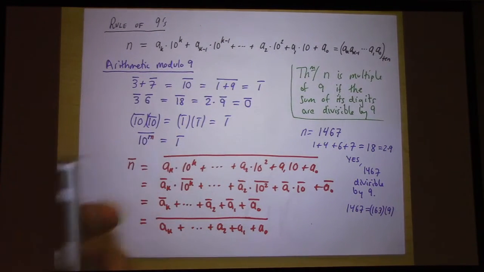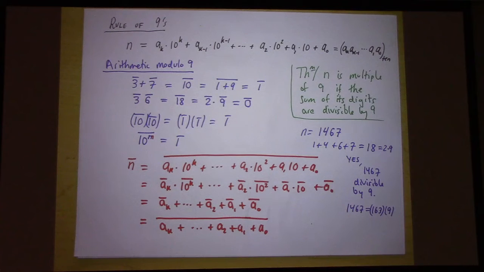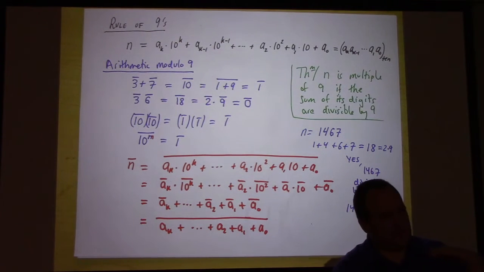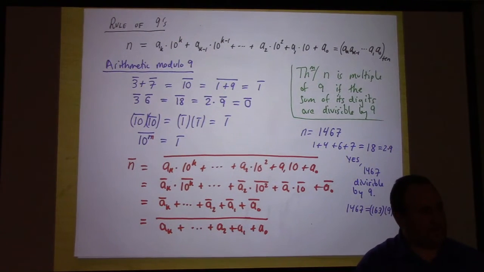Let's see here. So 163 times 9 is actually that. So there you go. In contrast, if you just, so this is the rule of 9s. And so anyway, any questions? Your text has like this big table of divisibility tests. I don't want to derive all of them, but I think this one's interesting to derive.